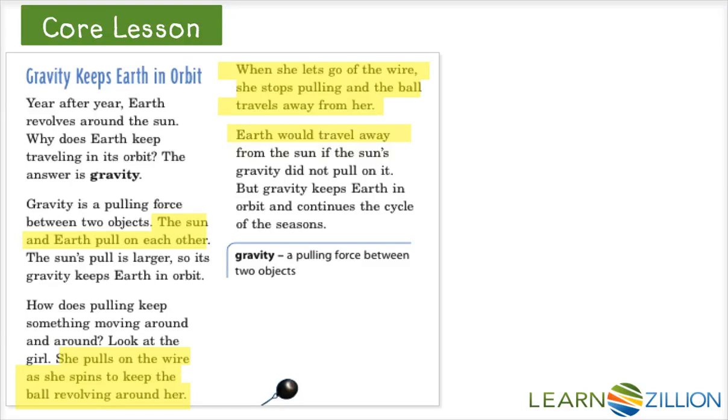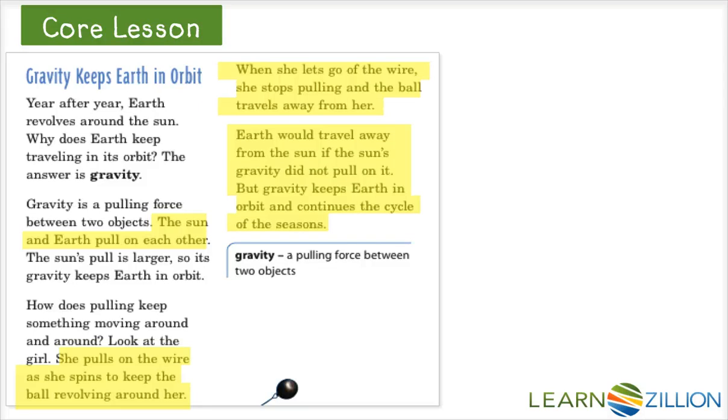So I'm going to keep reading, and in paragraph 4 it says Earth would travel away from the sun if the sun's gravity did not pull on it, but gravity keeps Earth in orbit and continues the cycle of the seasons. Wow, so I was right that when you're spinning and holding on to something, that's a kind of pull that they have on each other, just like the pull that the sun and the Earth have on each other. And if the Earth and sun didn't have each other, then that orbit, that moving wouldn't continue, and that would disrupt the change of seasons.